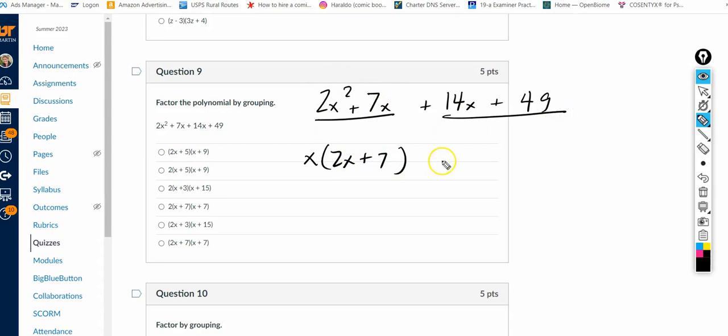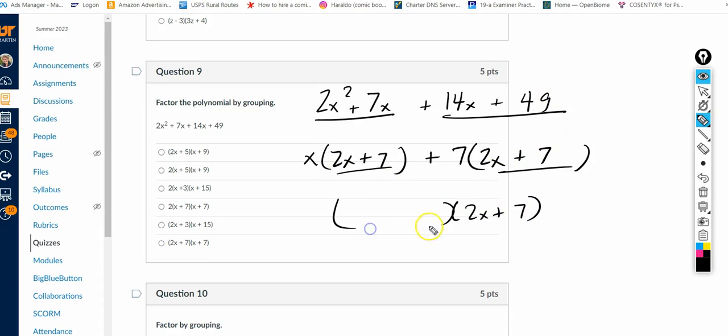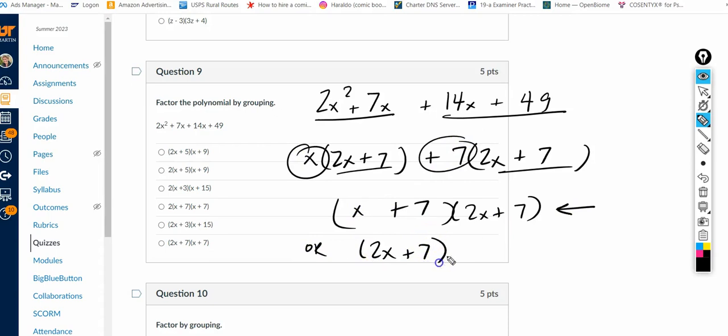And with this pair, I can factor out a 7. And what's left? Well, if I divide this by 7, I'll be left with 2x. And if I divide that by 7, I'll be left with 7. So now we can see they have a 2x plus 7 in common. And then what goes in here? I'll have x plus 7. So this is a correct answer. The order doesn't matter. The order could have been the other way around. It's fine.